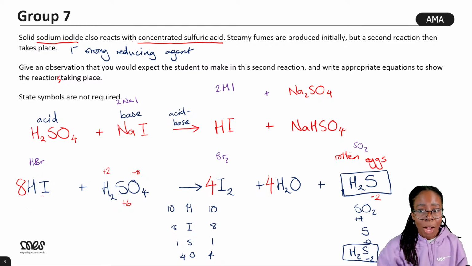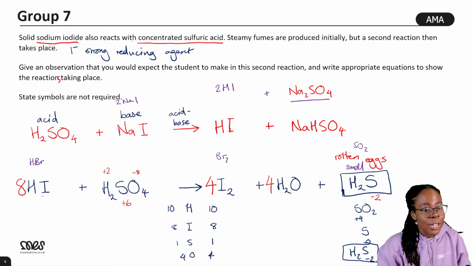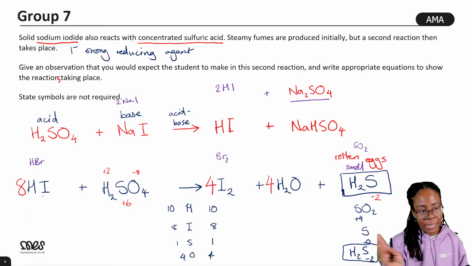So, oh wait, we didn't say our observation. Oh, we did. Rotten egg smell. That is our observation for our next one. Okay. Yes, at volcanoes. If you did it the sodium sulfate way, so this way, absolutely still valid. Just make sure that you balance it correctly and then absolutely fine.